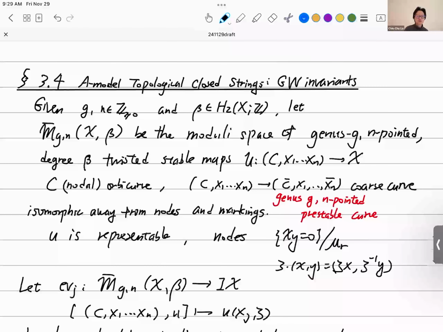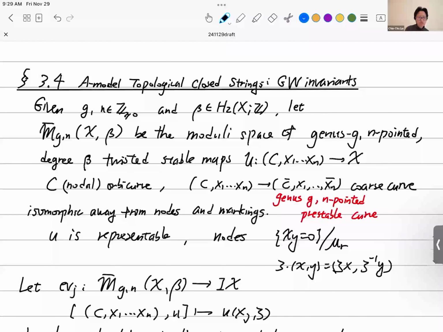So now we will talk about A model topological closed rings. So they are Gromov-Witten invariants. But now we are going to do orbifold Gromov-Witten invariants. And we'll also do the equivariant version because toric Calabi-Yau 3 orbifolds are non-compact. So first, it's similar, but there's some modification.